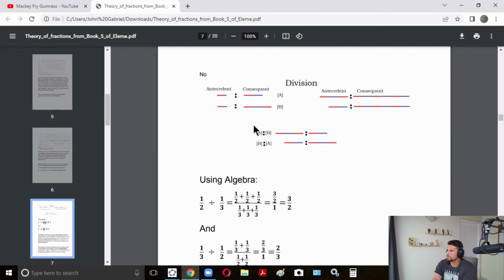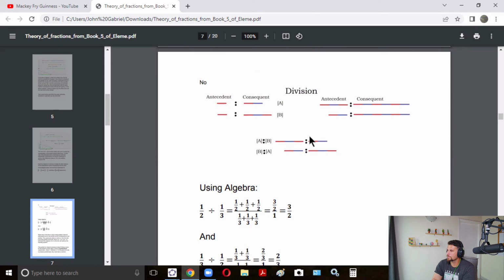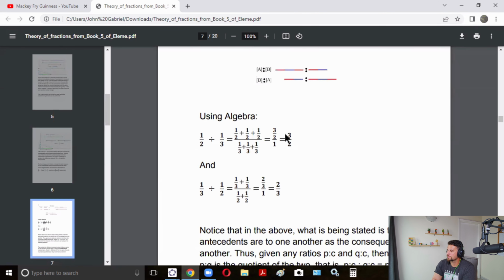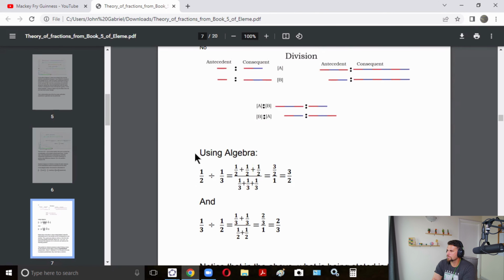Okay, so for example, if we wanted to do division, we're actually taking the quotient of a half and a third, as you see over here, and we can do this little operation here with a half plus a half plus a half over a third plus a third plus a third, because of book 5 and proposition 12. So this evaluates to three halves, right? And of course, if we have to divide a third by a half, we would have 2/3.